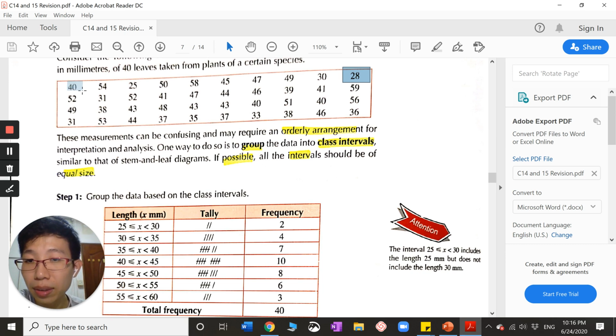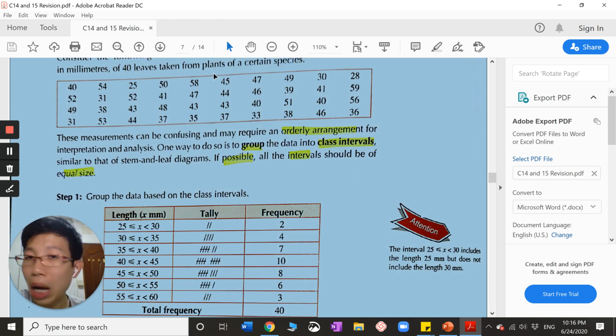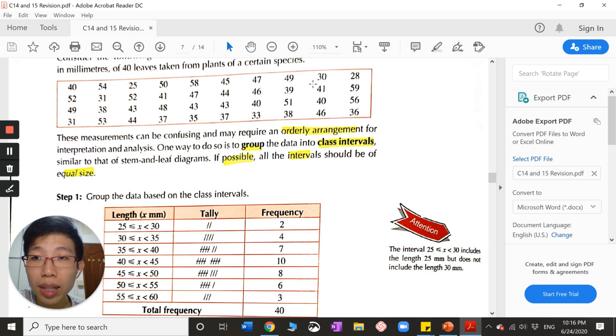So here's 1, here is 2, no, this is not. Okay, I also need to be careful. This one is 2, 3, 4, 5, 6, 7, 8, 9, 10. Okay, so there are 10 numbers here that fall into this range between 40 to 45, inclusive of 40. That's why you put 10 strokes here, and for the final stroke of each 5, you put a horizontal line. So there are 2 sets of 5, and that's why you get a frequency of 10.